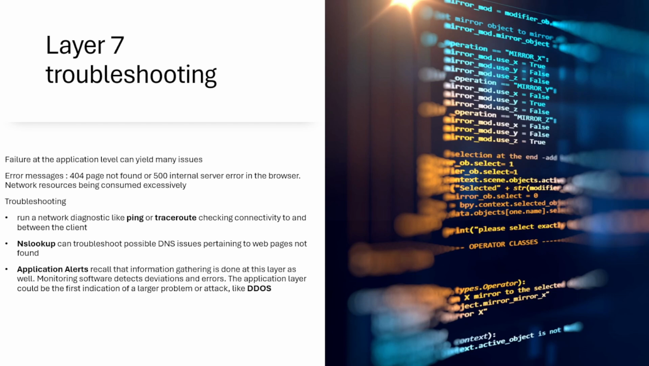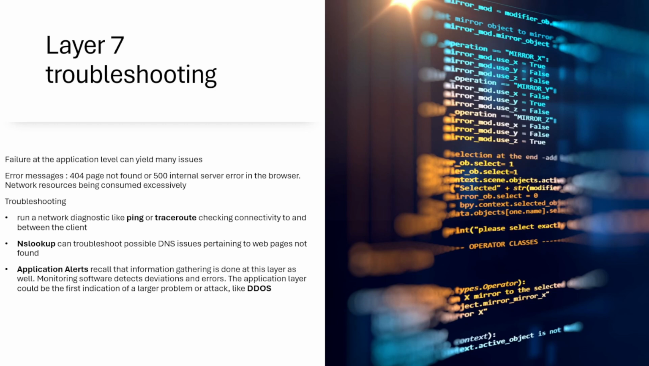Troubleshooting, running a network diagnostic like ping or traceroute, which checks the connectivity to and between the client. Ping to check for network connectivity. It sends that ICMP message to the appropriate IP address and looks for at least 4 responses if you're using Windows. You can also tailor that to have as many responses as you like. Traceroute checks every device in between yours and the destination. NSLookup can troubleshoot the possible DNS issues pertaining to the web pages not found. Basically just checks to see if you are connected to your DNS server.